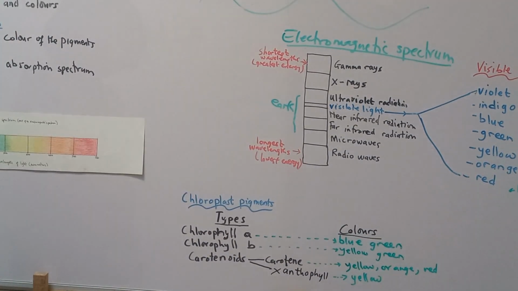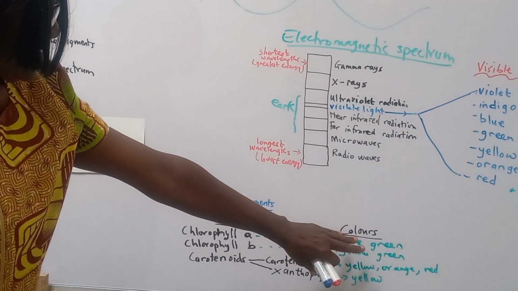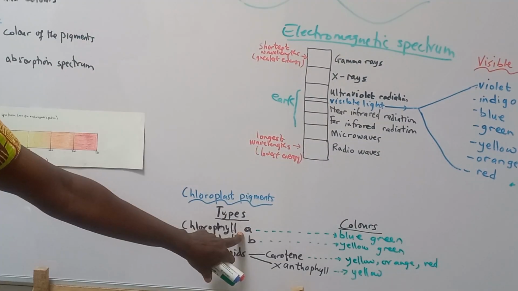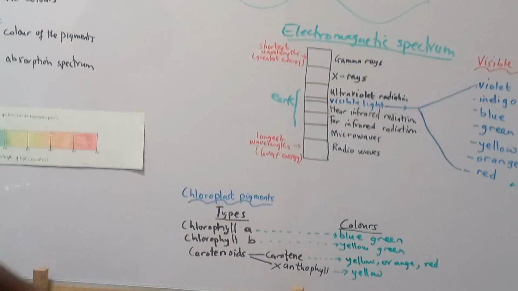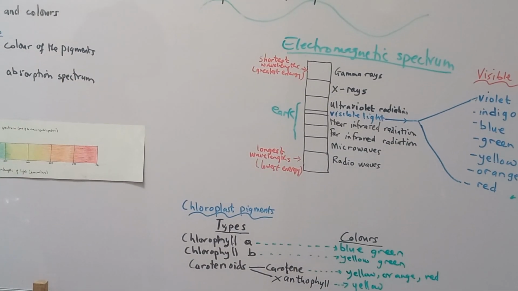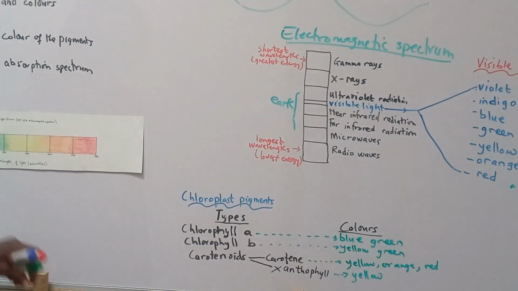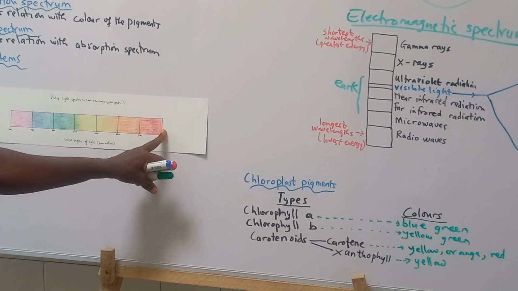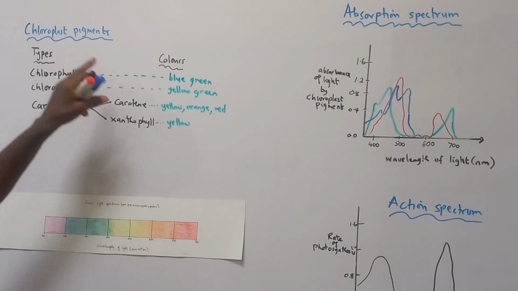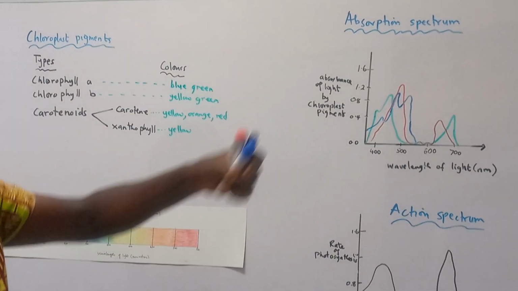What that means is that these are the colors that are reflected. It means chlorophyll A is blue-green because it reflects blue-green and absorbs other colors. If a color is black, it means it absorbs all the colors of the visible spectrum. So we are now going to look at the absorption spectrum.